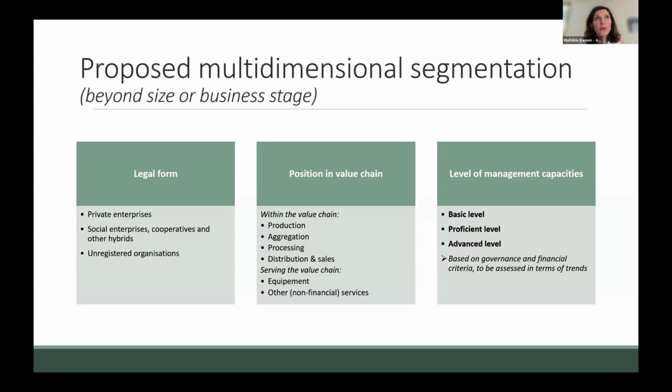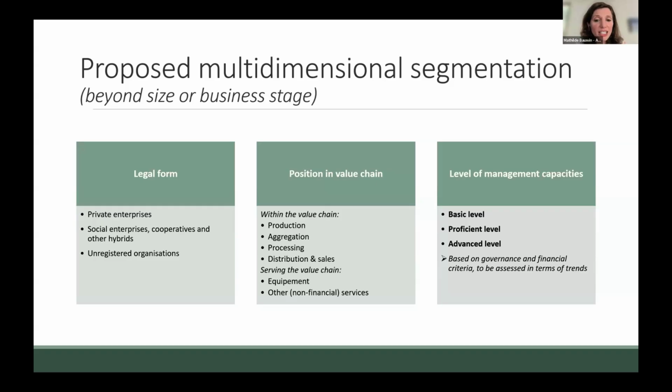Of course, in the document, you have more details about the criteria to use to position agri-SMEs in each of these categories. Basically, this criteria concerns the governance practices of the agri-SMEs. They also include specific financial criteria with different types of financial criteria. The thing is, they have to be assessed in terms of trends. And the idea is not to consider a specific value at a certain moment. The idea is really to consider trends to position the SMEs in these 3 categories.